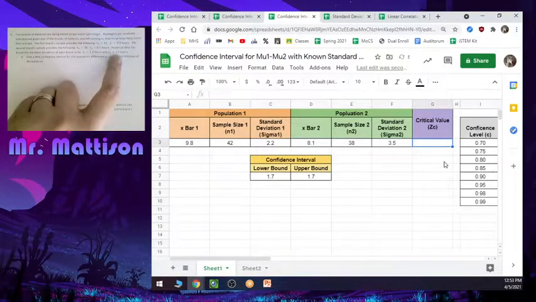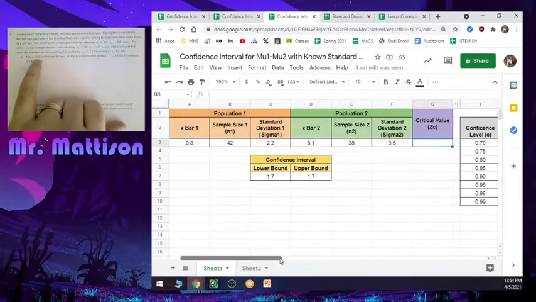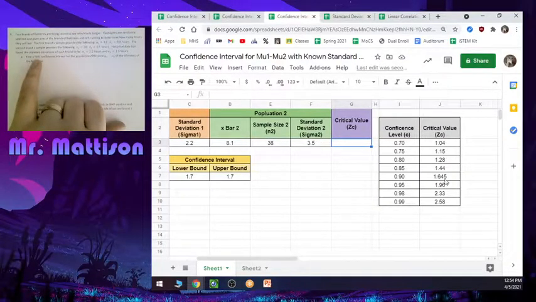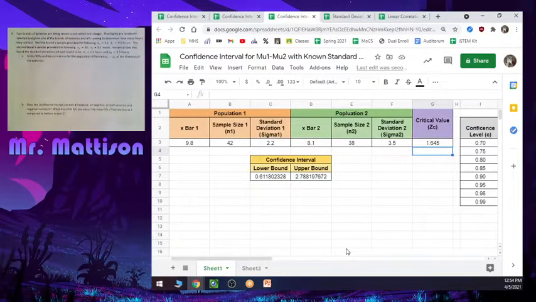Then my critical value, which I'm looking for a 90% confidence interval. So 90% is going to be 1.645. I'll scroll back over. I made it bigger just so it's easier to see on your guys' screen. When I do that, I end up with 0.6118.